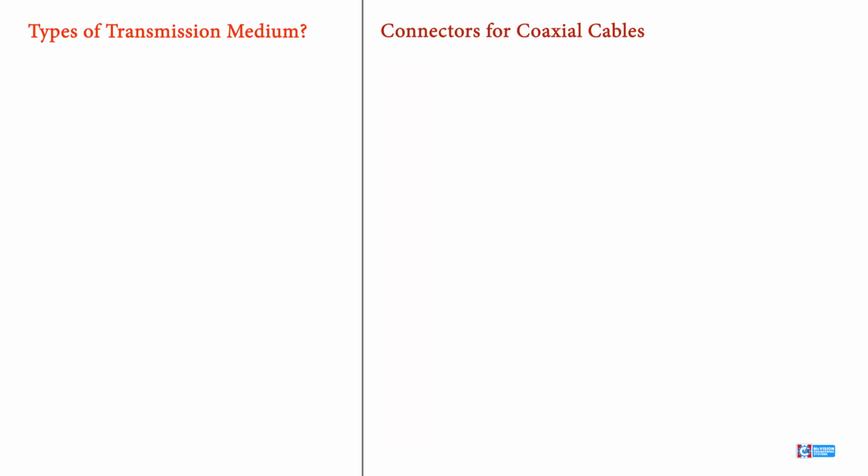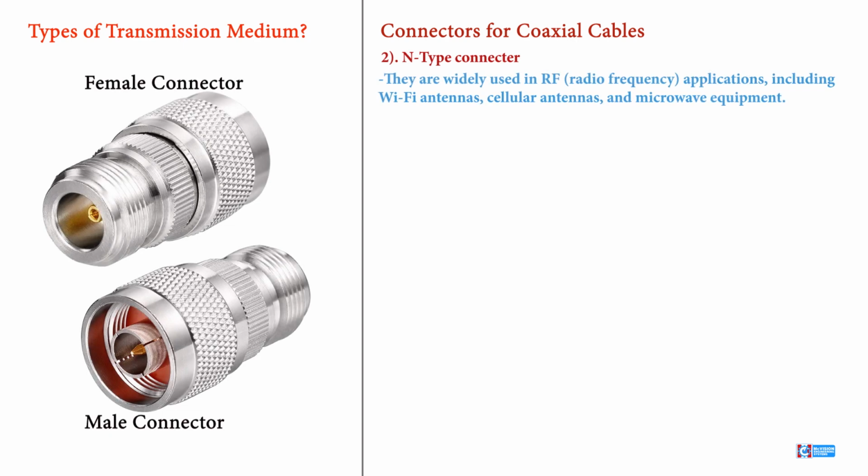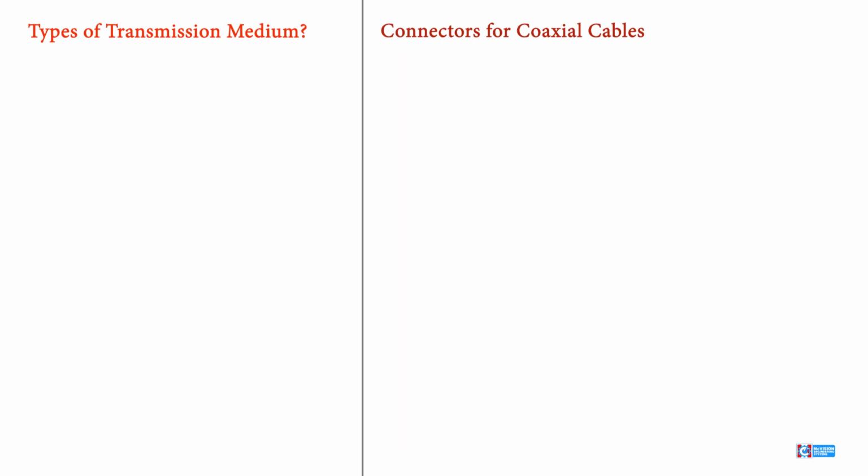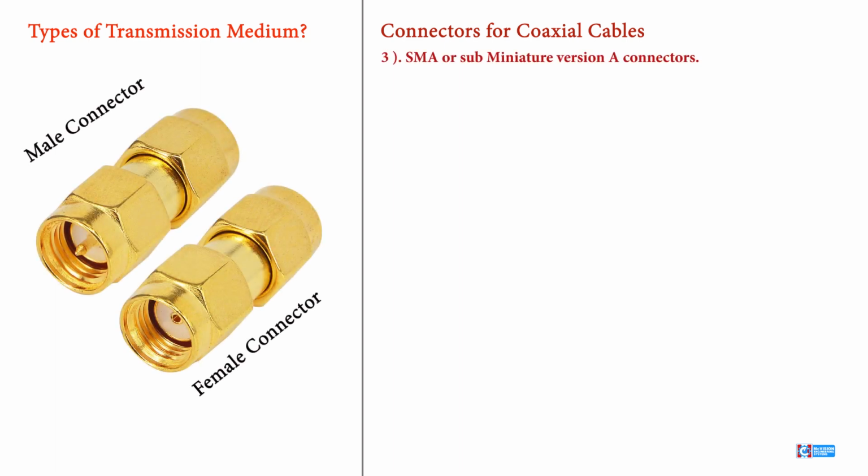Another connector is called the N-type connector. They are widely used in RF, radio frequency, applications, including Wi-Fi antennas, cellular antennas, and microwave equipment. They provide a secure threaded connection and are known for their durability and performance at higher frequencies. We also have the SMA or sub-miniature version A connectors. These are common in Wi-Fi routers, antennas, and other wireless communication devices.